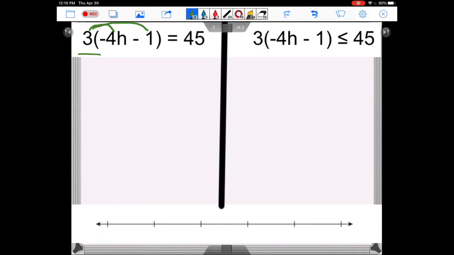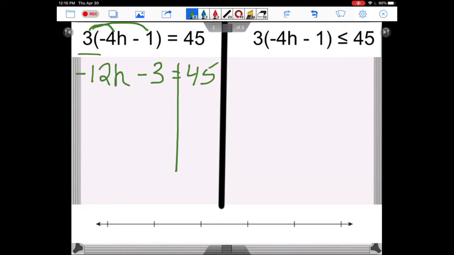We're going to do 3 times a negative 4h. Well, 3 times negative 4 is negative 12. And go ahead and keep the h. And then we're going to start over, but with the minus 1 or the negative 1. 3 times negative 1 is a negative 3 or a minus 3. So now we have negative 12h minus 3 is equal to 45. And now we have a two-step equation that we can solve much like we normally do.